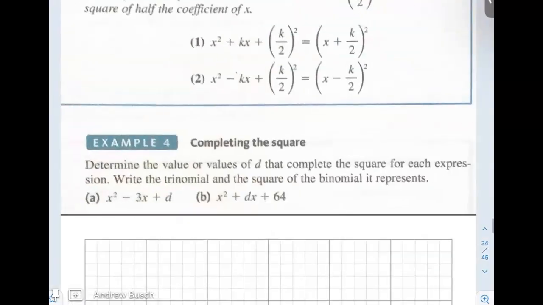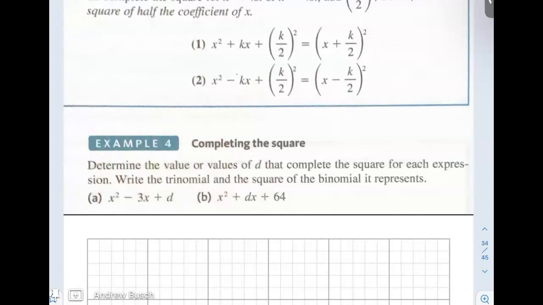The way you do that is, whatever number you have on your x term, you divide it by 2 and you square it. And then that's going to create that double root. If it's negative, the negative really doesn't matter here because you're squaring it, so it's just going to be positive. But it does matter when you write your factor.